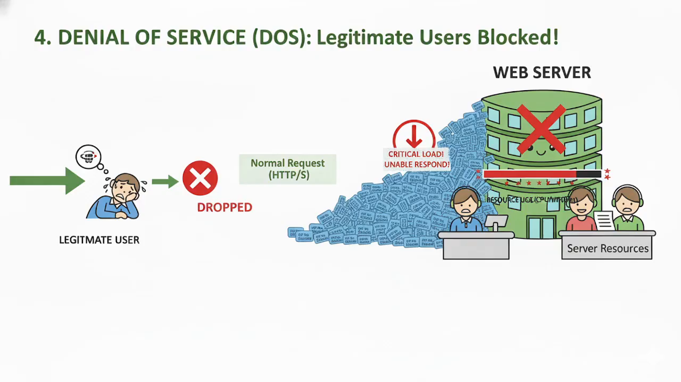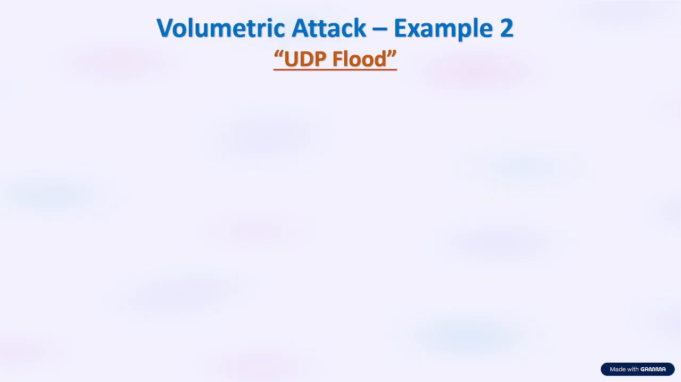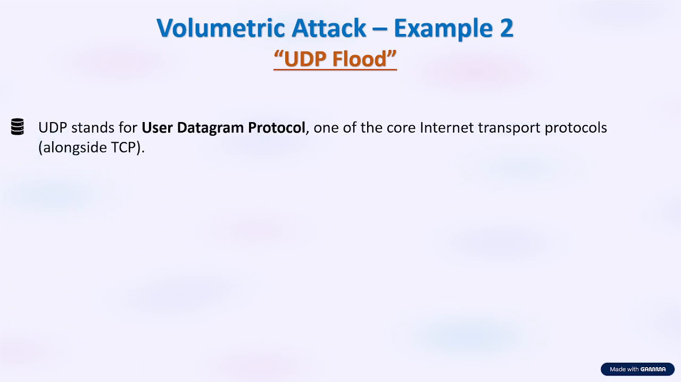Okay, now let's discuss the next example, UDP flood, which is an example of a volumetric attack. Before diving into the attack, let's quickly review what UDP is. So UDP stands for User Datagram Protocol. It's a fundamental internet transport protocol, much like TCP, but with key differences. It is known for being fast and lightweight with minimal overhead due to its connectionless nature. However, UDP is also unreliable.